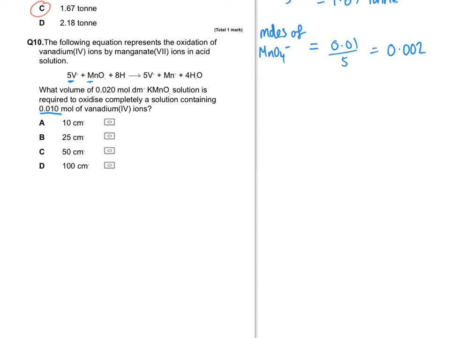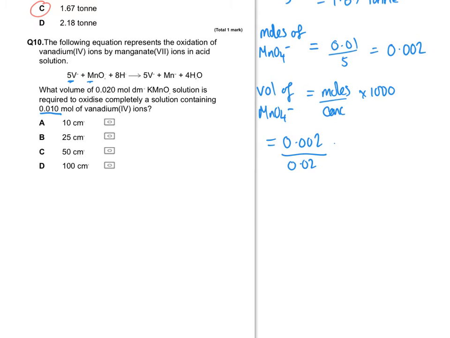Okay, once we've got the moles of manganate, we can work out the volume. We're going to use moles divided by concentration times 1,000. The concentration is given to us in the question as 0.02. And that gives us a volume of 100 centimetres cubed. And if we have a look, 100 centimetres cubed corresponds to the correct answer, which is D.